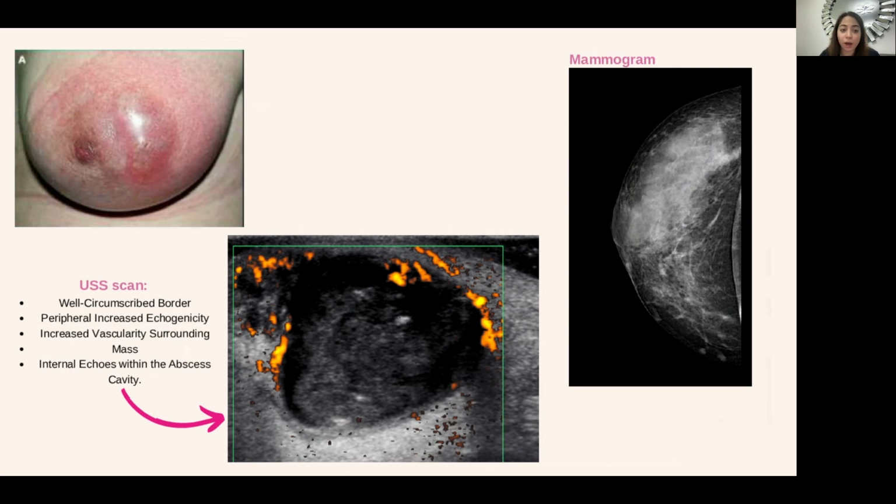And then on an ultrasound scan, the features of a breast abscess, as I've mentioned there, are a very well circumscribed border, so there's no irregularities around the border, and there's vascularity around it, and you can see the echoes within it. As you can see in that image, within the cavity there are different grades of color, so it's echoing back different frequencies, and that's what an abscess looks like on ultrasound. And then there's a mammogram finding of it as well.